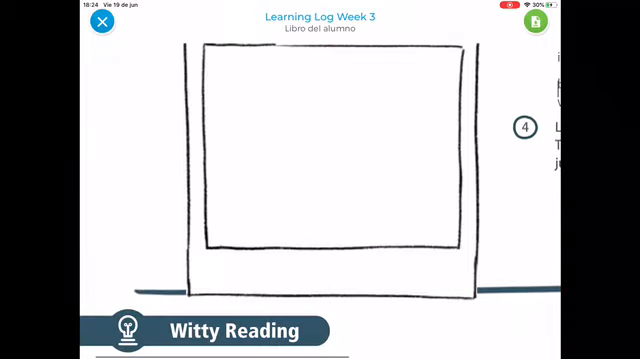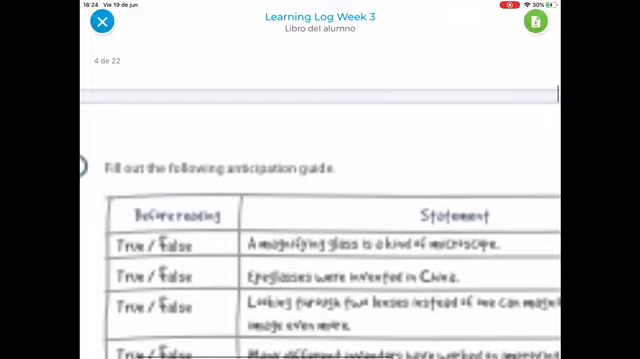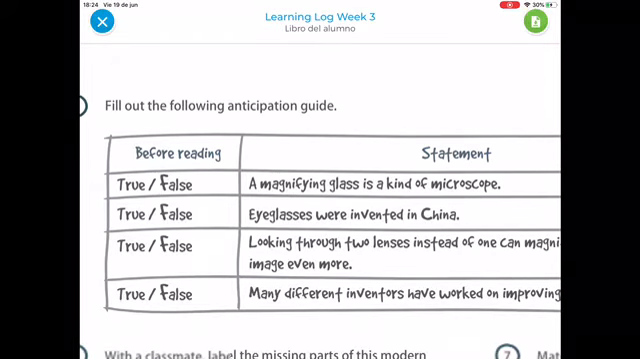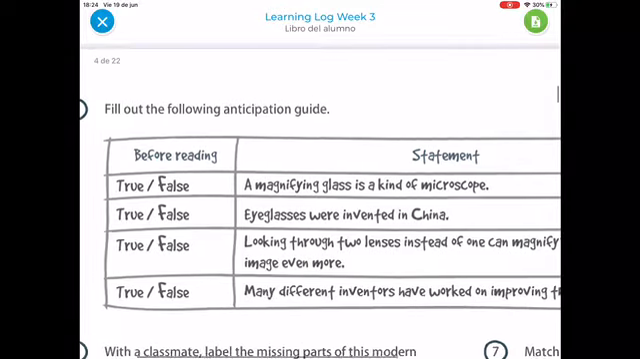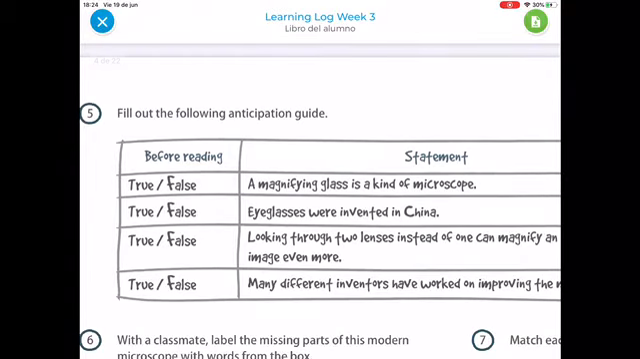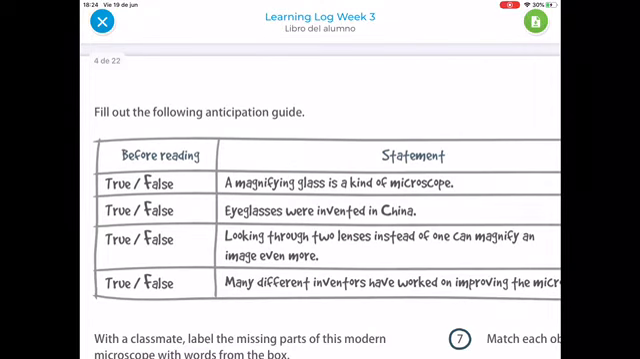We're gonna move to the next page and you're gonna fill out the following anticipation guide. So before reading, you are writing if it is true or false. And the statement is, a magnifying glass is a kind of microscope. What do you think, guys?